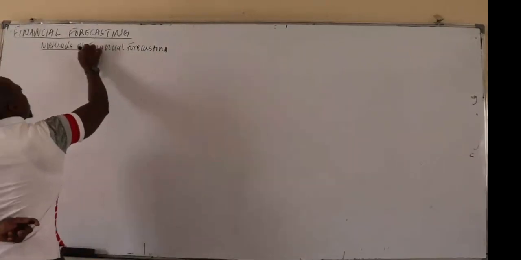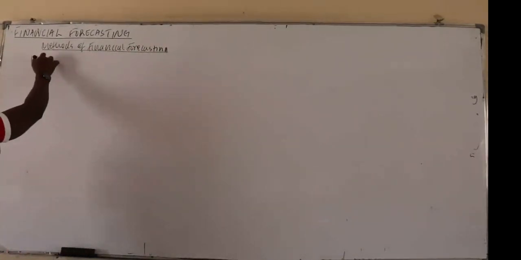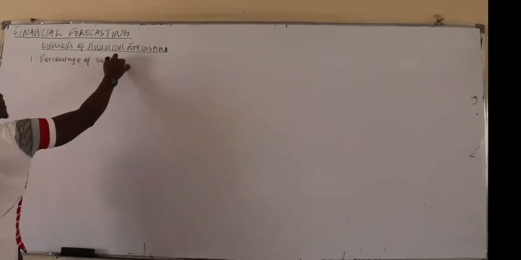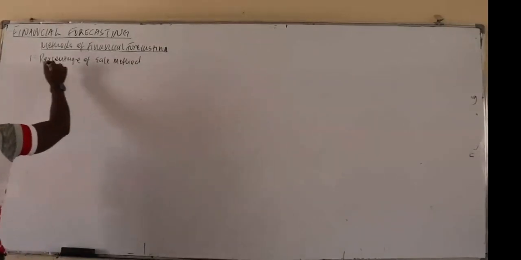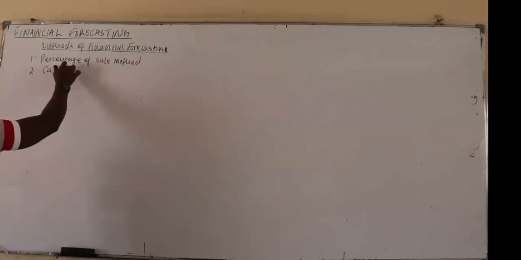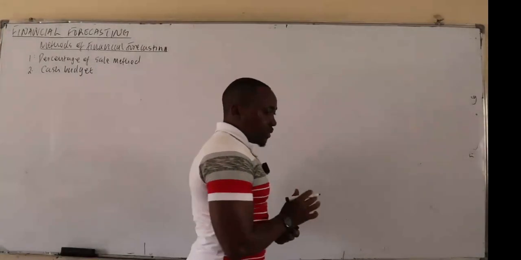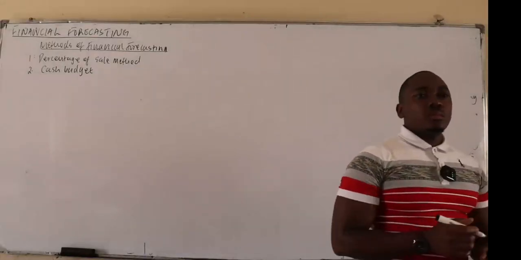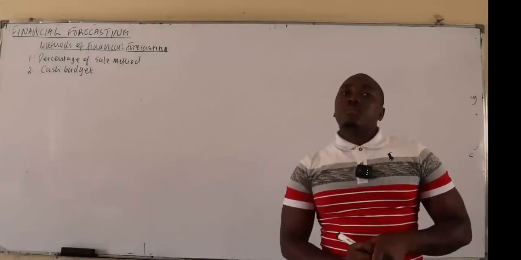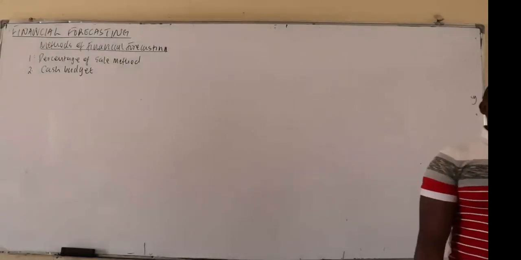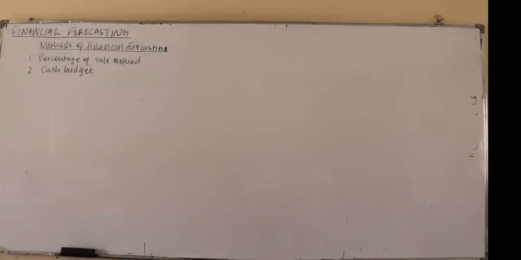In this case, we'll be evaluating two major methods. One is the percentage of sales method, and number two is the cash budget. Now let's start with the first one, the percentage of sales method.